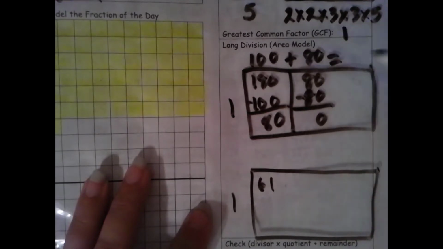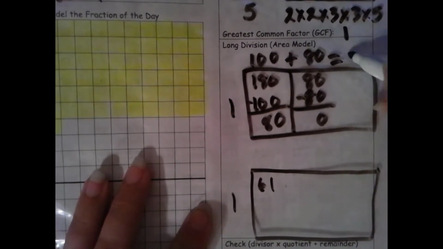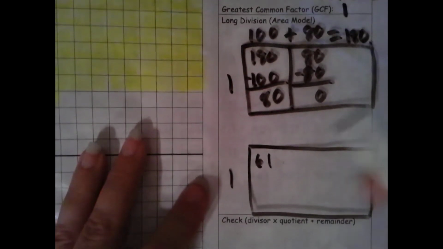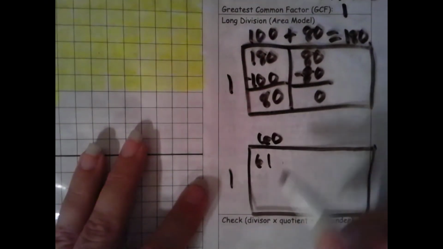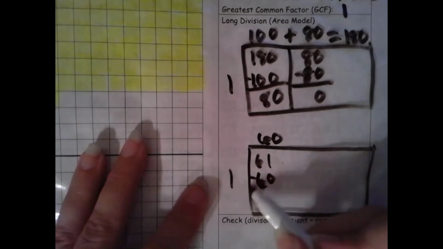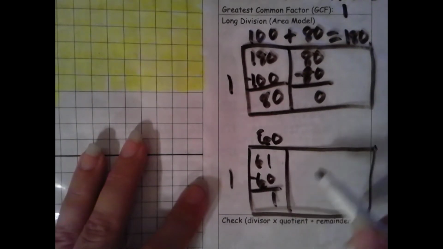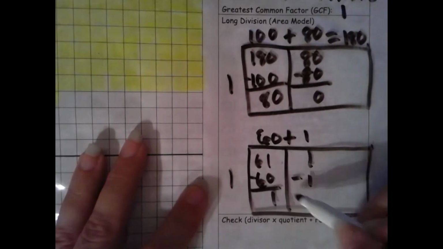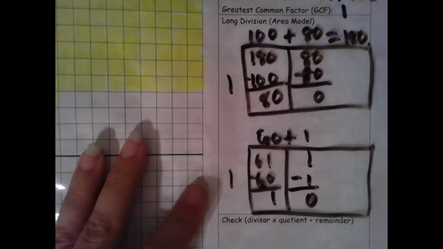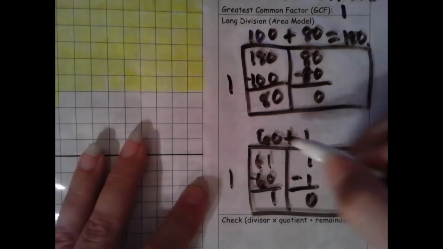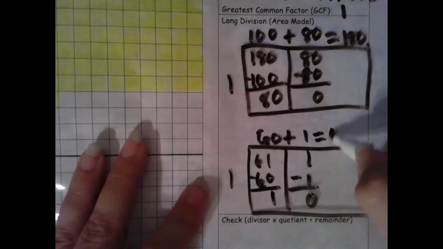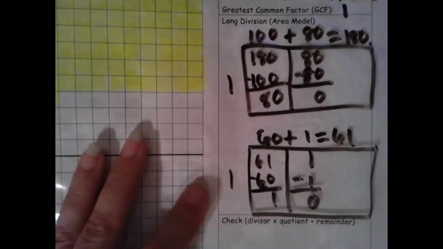Add these partial quotients. 100 plus 80 is 180. Down here, I'm going to do 60 times 1 is 60. More on top, no need to stop. Numbers the same, zeros a game. I can take a group of 1 out of 1, so I'm going to keep going. 1 times 1 is 1. Numbers the same, zeros a game. Add these partial quotients together, I get 61.